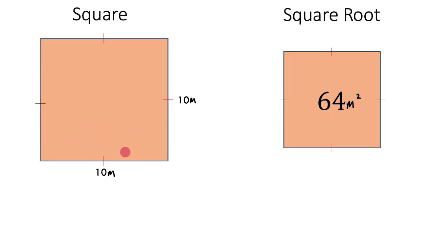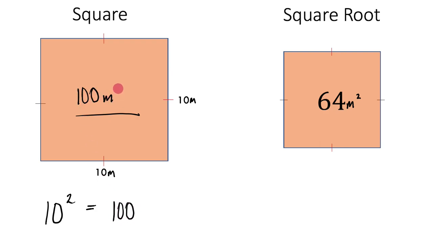Let's go through this a bit more. So here I am going to perform a square operation. Here I have a square of 10 meters. So that means to find the area is going to be 10 raised to the power of 2, which is just 10 times 10, which is 100. So my area will be 100 meters squared.